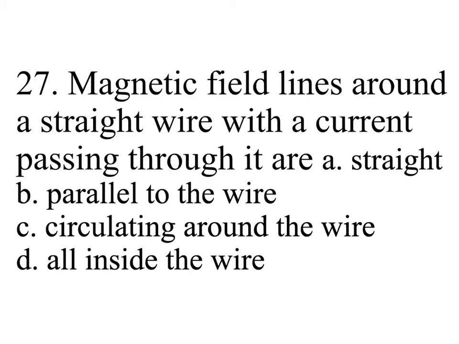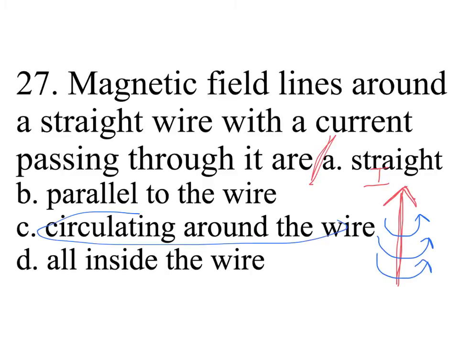Magnetic field lines around a straight wire with a current passing through it are what? That letter A should be down on the next line. Straight, parallel, circulating around the wire, or all inside the wire. The right-hand rule: if my thumb is the direction of current flow, so this is current flow, and the arrow is pointed straight up, then the magnetic field lines are my fingertips, and my fingers are curled around the wire like that. So the correct answer is circulating around the wire.